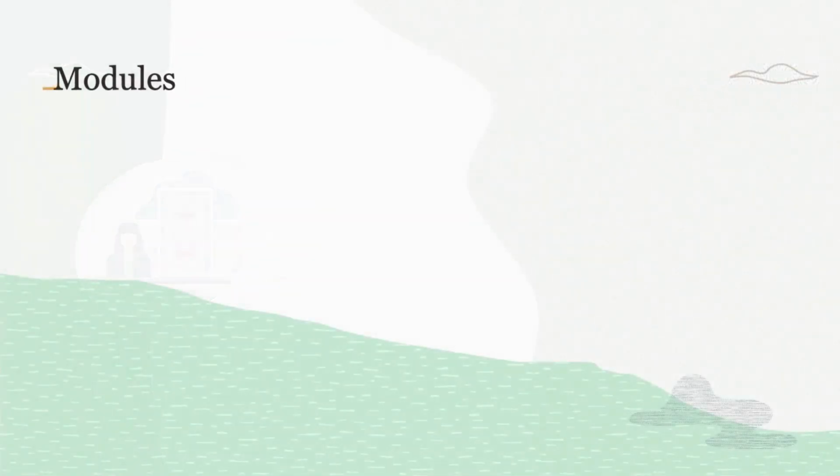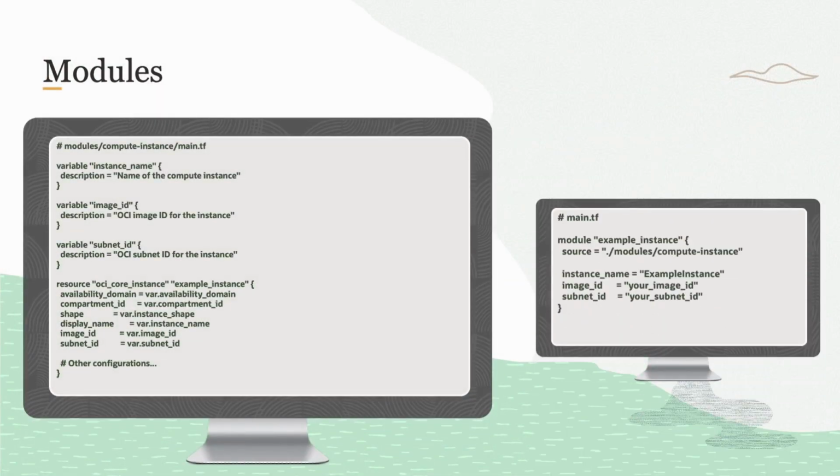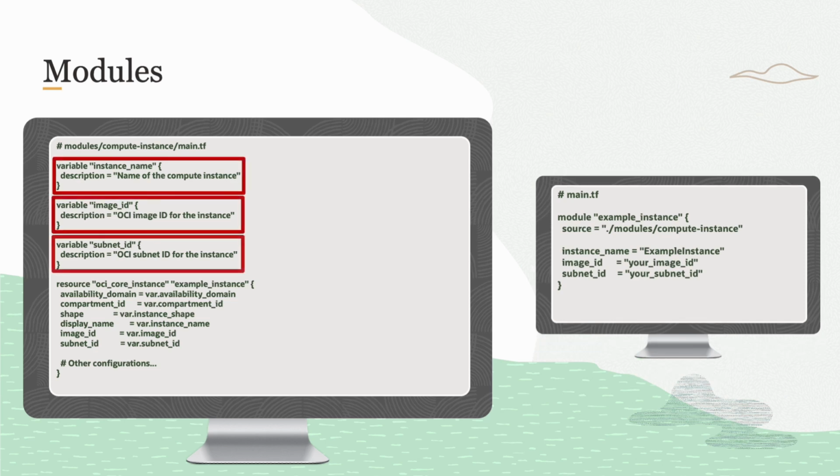Let's look at an example to understand how modules work. On the left side of the slide, we have a module file located on modules/compute-instance/main.tf. The modules directory is placed in the same directory as the root configuration file. First, we will define several variables such as instance_name, image_id, and subnet_id. These variables allow the module to accept inputs, making it flexible for different use cases.